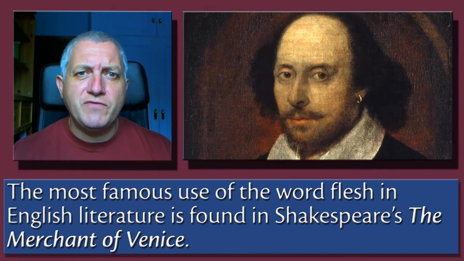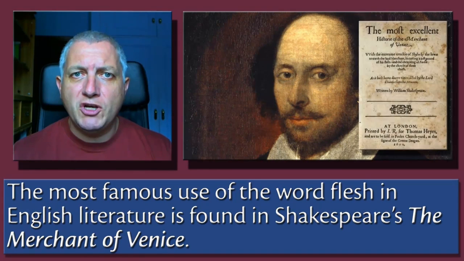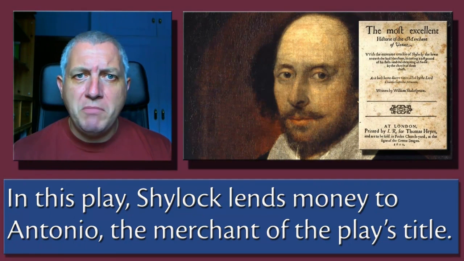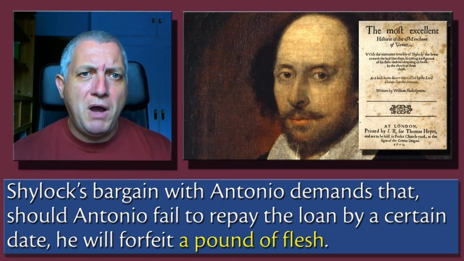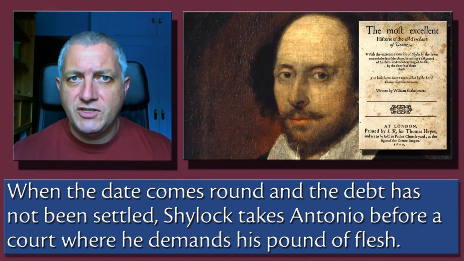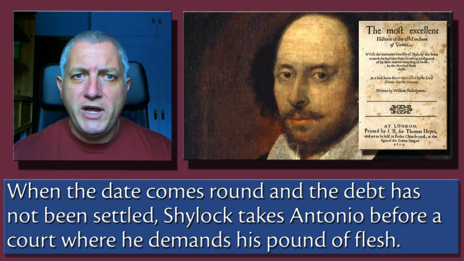The most famous use of the word flesh in English literature is found in Shakespeare's The Merchant of Venice. In this play, Shylock lends money to Antonio, the merchant of the play's title. Shylock's bargain with Antonio demands that, should Antonio fail to repay the loan by a certain date, he will forfeit a pound of flesh. When the date comes round and the debt has not been settled, Shylock takes Antonio before a court, where he demands his pound of flesh.